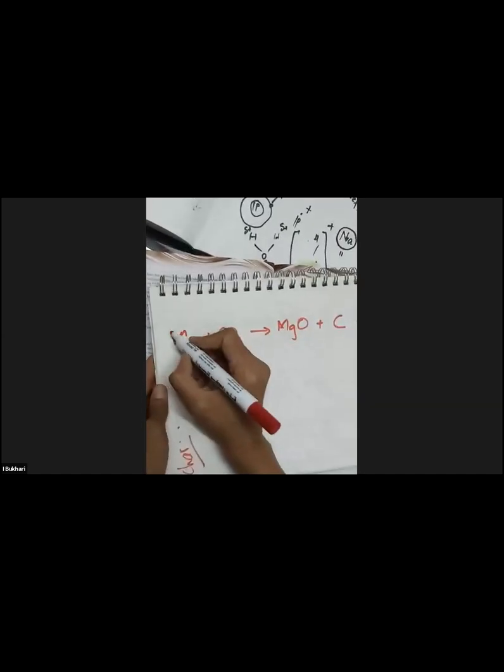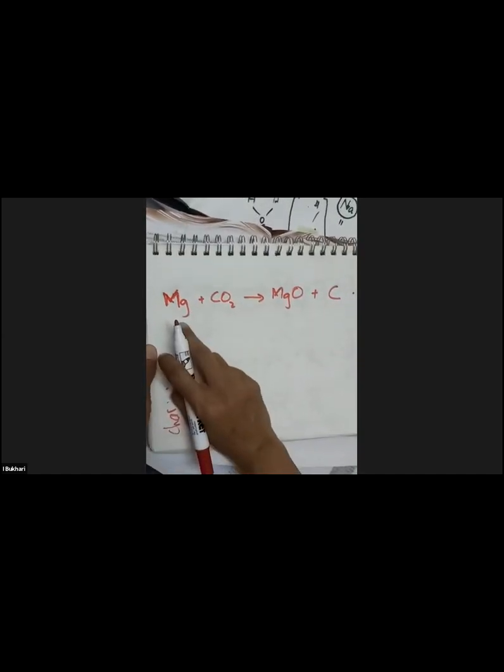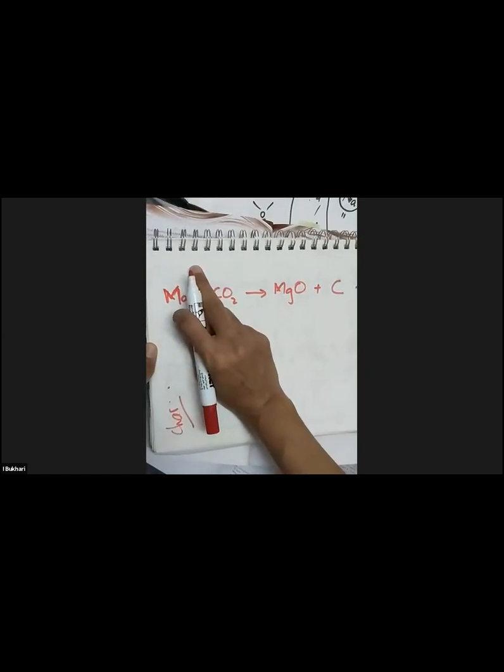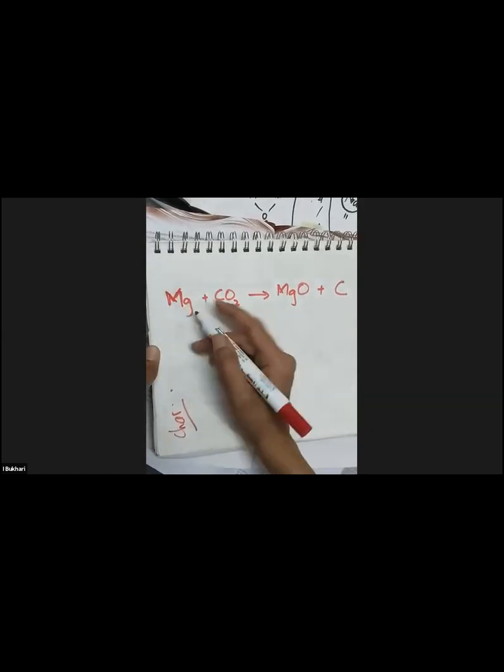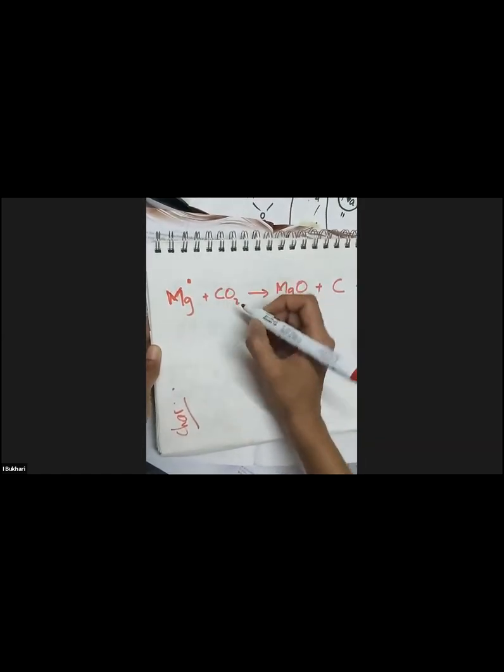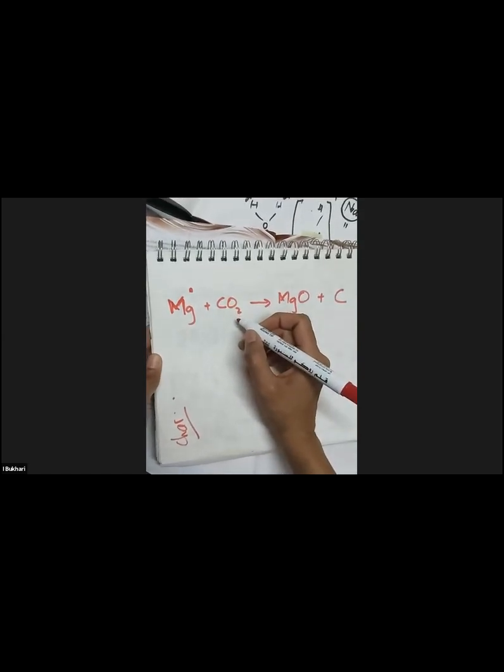Okay, we will do this. Magnesium plus carbon dioxide giving magnesium oxide plus carbon. Tell me the oxidation state of each one by one. Magnesium is 0, Hiba, good job. Carbon dioxide. What is carbon here? Yes, +4. How? Let's do this.